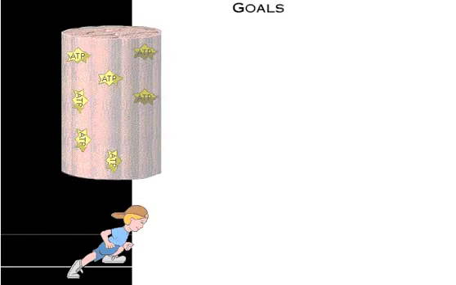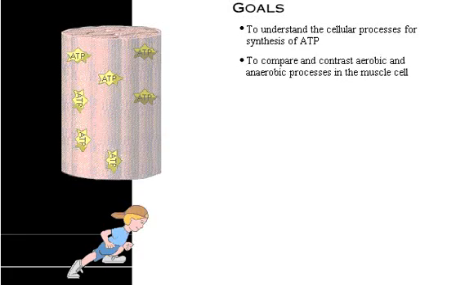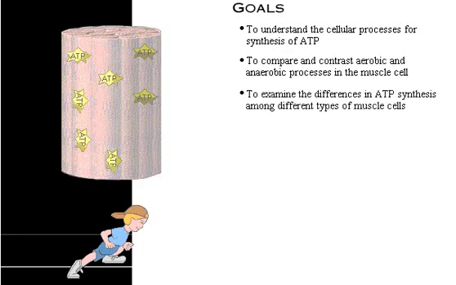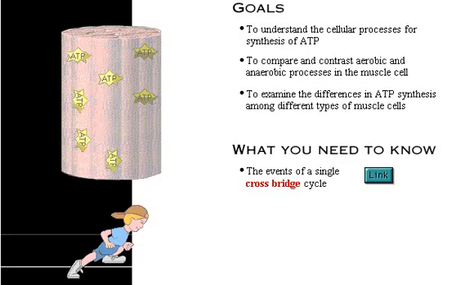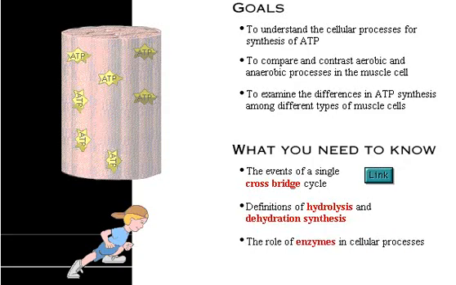Your goals for learning are to understand the cellular processes for synthesis of ATP, to compare and contrast aerobic and anaerobic processes in the muscle cell, and to examine the differences in ATP synthesis among different types of muscle cells. Here's what you need to know: the events of a single cross-bridge cycle, definitions of hydrolysis and dehydration synthesis, and the role of enzymes in cellular processes.